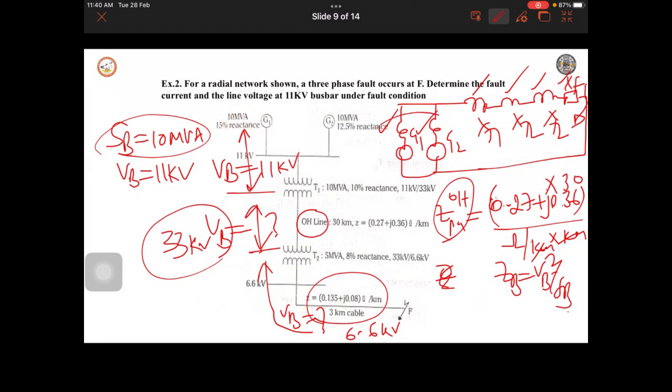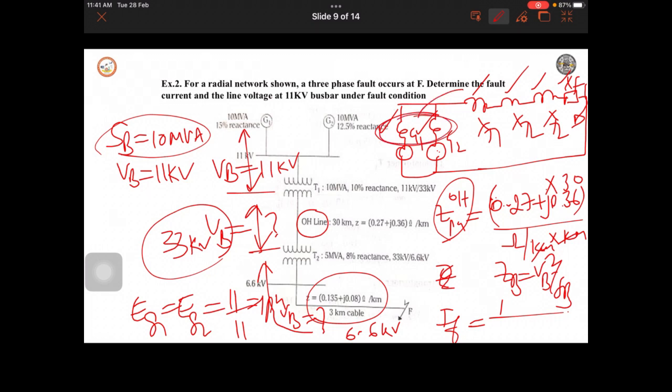Here these two are in parallel, make it one like in the previous problem, with all the reactances, and the voltage values Eg1 is equal to Eg2 is equal to actual value divided by base value, 11 by 11, that is 1 per unit. So, you can find the fault current. Fault current is equal to 1 per unit divided by the equivalent value of this plus all the reactances, which you can add. So, you will get the fault current.